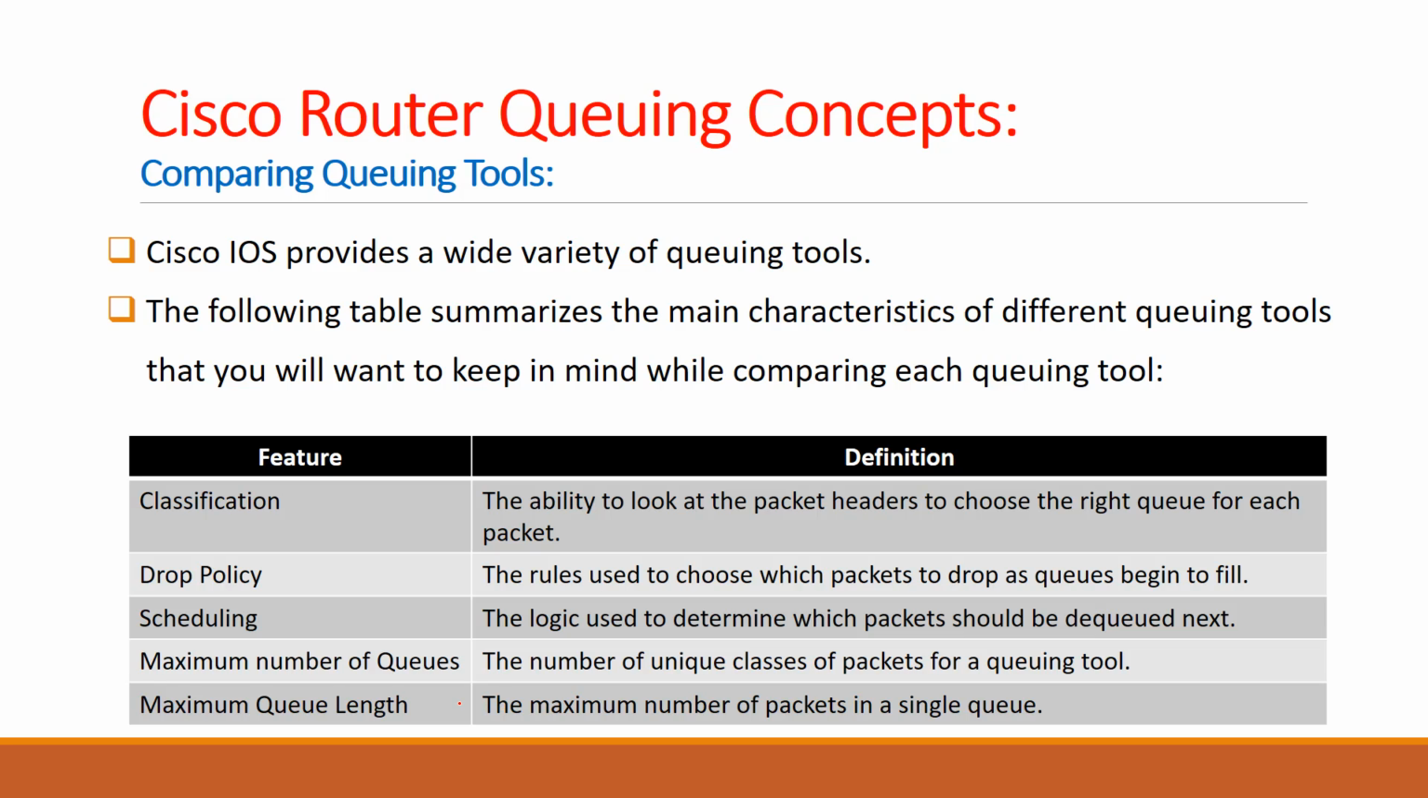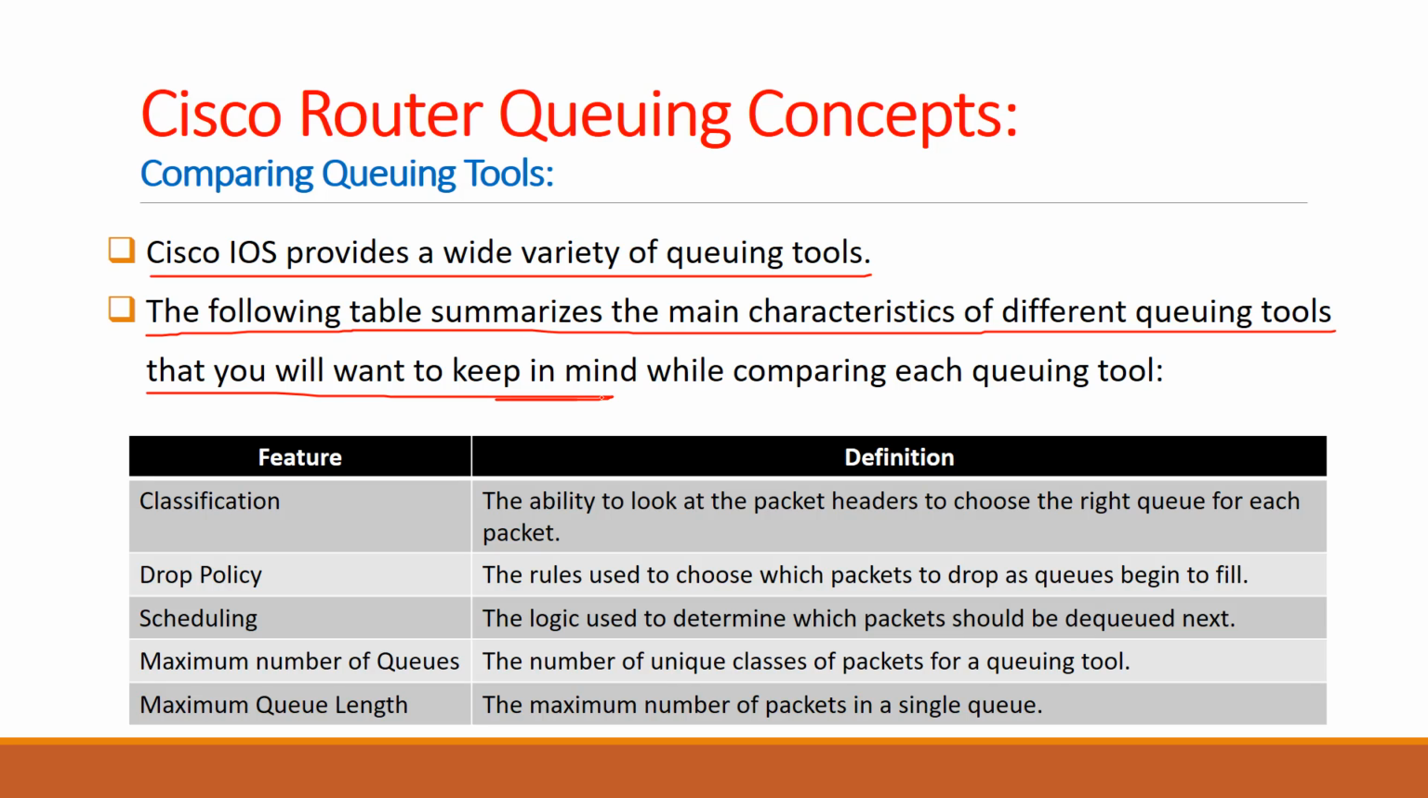So let's compare the queuing tools. Cisco IOS provides a wide variety of queuing tools, as you saw in the first slide. There are many queuing tools. The following table summarizes the main characteristics of different queuing tools that you will want to keep in mind while comparing each queuing tool. Let's, for example, take the feature of classification.